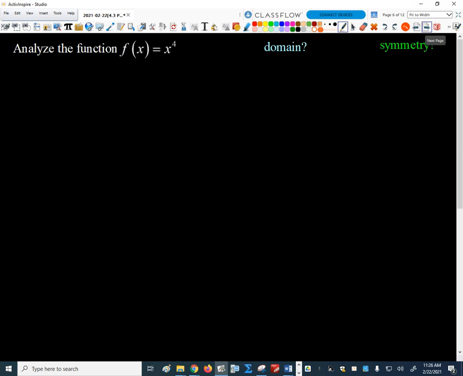Okay, what about this one? f of x equals x to the 4th. So domain, all reals. What kind of symmetry does this one have? Odd or even? Type it in chat real quick. Odd or even symmetry? Yeah, it's even. It's a polynomial with only even exponents. So it's even symmetry. So that means that it's going to fold over this axis of symmetry, right? So it's going to be that kind of symmetry where it folds over the y-axis.